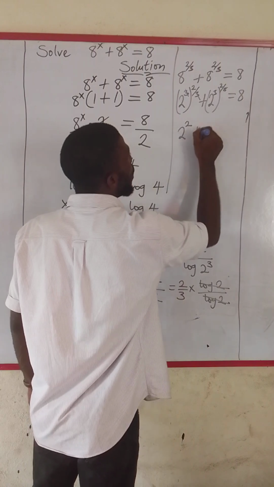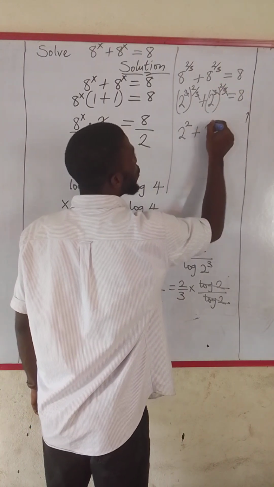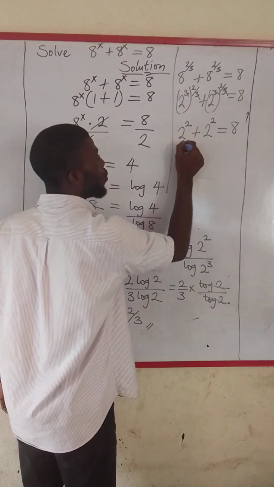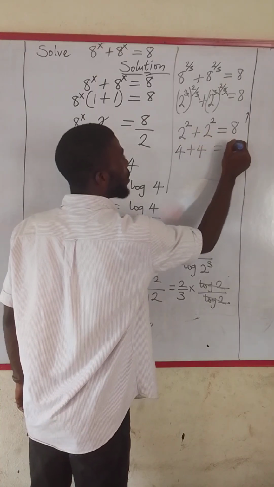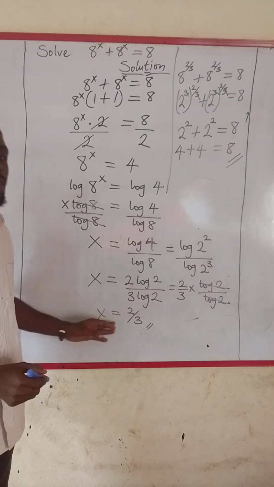We now have that this is 2 raised to the power of 2, plus 3 will cancel this 3 again. We are now having 2 raised to the power of 2 is equal to 8. What is 2 raised to the power of 2? 4, plus 2 raised to the power of 2 again is 4, which is equal to 8. Hence, the solution to this question is that x is equal to 2 over 3.